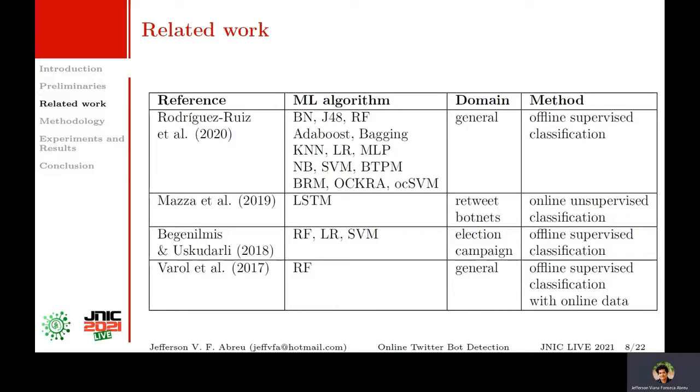We have MASA, which focuses on finding head-to-head botnets using online unsupervised classification. We have this example of work that does bot detection in the American elections context. And we have Abreu et al., which uses offline trained classifiers for doing online bot detection. That is very close to what we did here, but using different units.